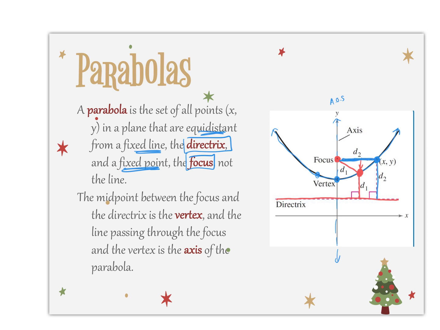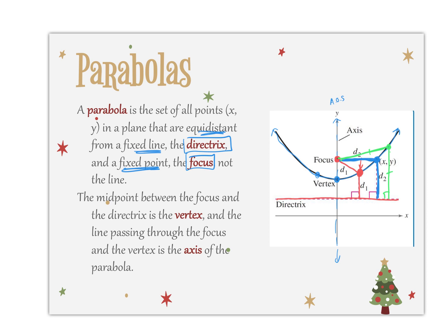Whatever this length is, let's say it's 10, this bottom length D2 is also going to be 10, and so on and so forth. I can pick a third point, and it's going to be D3 units away from the focus, and it's going to be D3 units away from the directrix. This line is going to be congruent with that line. And so again, the parabola ends up being created by this set of points that are all equidistant.